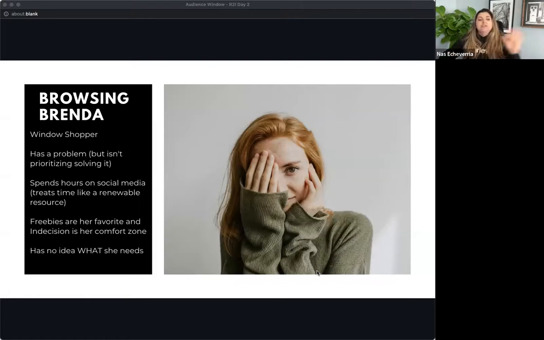Okay. Freebies are her favorite and indecision is her comfort zone. She complains about the problem and she says she's desperate to fix it, but she jumps from one thing to another. And she lacks clarity and direction because she has so much information, but she doesn't know what to do with it. When you market to the Browsing Brenda, she often feels more overwhelmed, more stuck, and more like she's never going to make it.